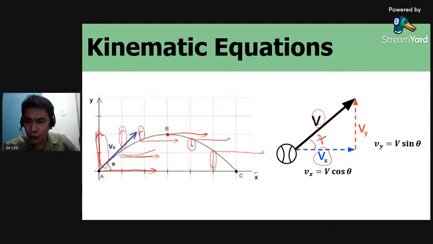I need to emphasize this particular formula because we will be using these formulas in solving problems involving projectile motion, although I'll be teaching you a shortcut, most especially when dealing with cases with projectile motion.